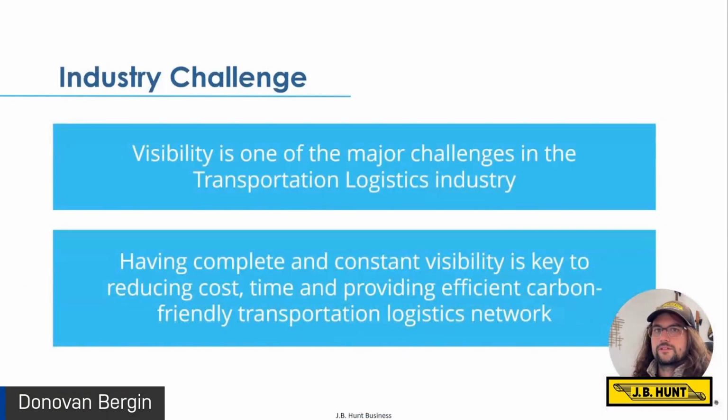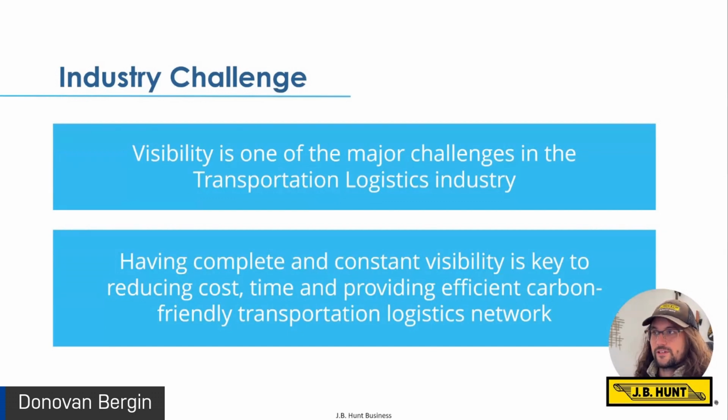Visibility really helps with those. It's one of the major challenges that we have in the transportation industry. I'm sure some of you have experienced this. Maybe you're tracking your package and all of a sudden it becomes delayed and you have no idea where it is, or it starts along its delivery and then goes back and forth and you don't know what's going on. We all understand this is an issue from the consumption side, but providing that visibility is also important for reducing cost, for being efficient with your carbon-friendly logistics networks, and things of that nature. So visibility is important.